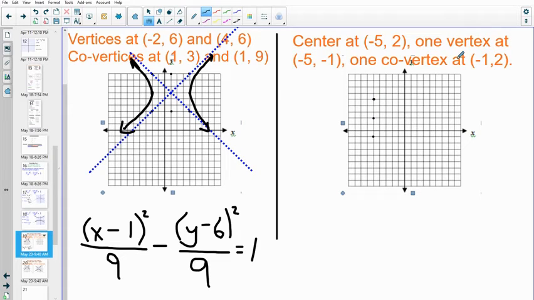And same thing with my co-vertices. I'm given one of them at (-1, 2), and so the other one must be the same distance away on the other side. So I'll count 1, 2, 3, 4 units, 1, 2, 3, 4 units away, and my other co-vertex must be right there. I will finish drawing my rectangle, and then draw the asymptotes in.